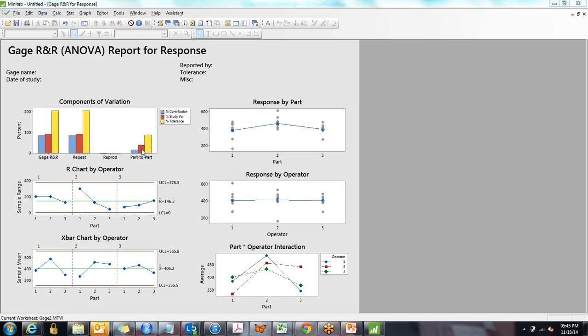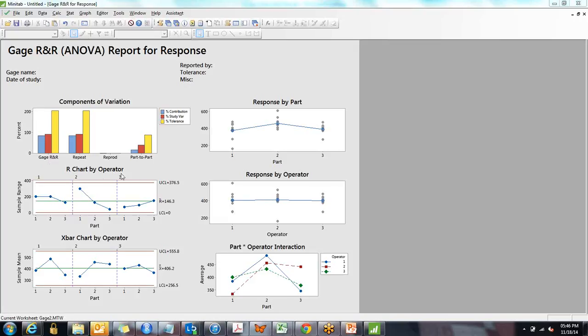Same thing even with the red color bar. For part-to-part, it has to be large, and for gauge RNR, it has to be small. That is how you interpret this. So in this case, when I look into components of variation, it's not having a good impact. Part-to-part variation is less, gauge RNR variation is more. It is exactly opposite to how it should have been ideally.